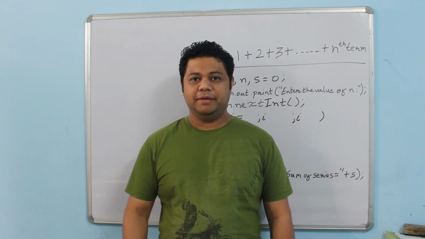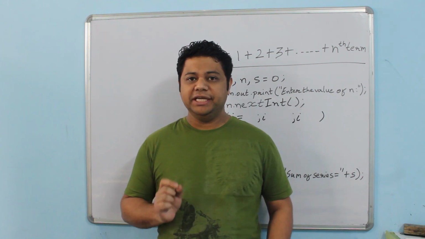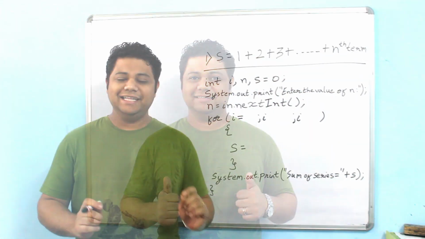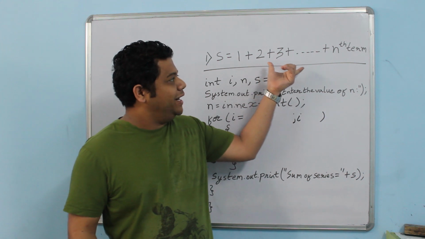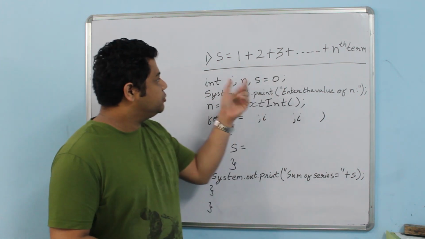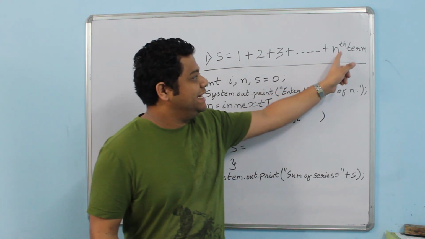Today we are going to start with part 3 of sum of series. We are going to do some programs based on nth term. So let's start with the first program. I have taken a similar one like we have done for n, so that you understand the difference. Now, over here the program is s equals to 1 plus 2 plus 3 till the nth term.